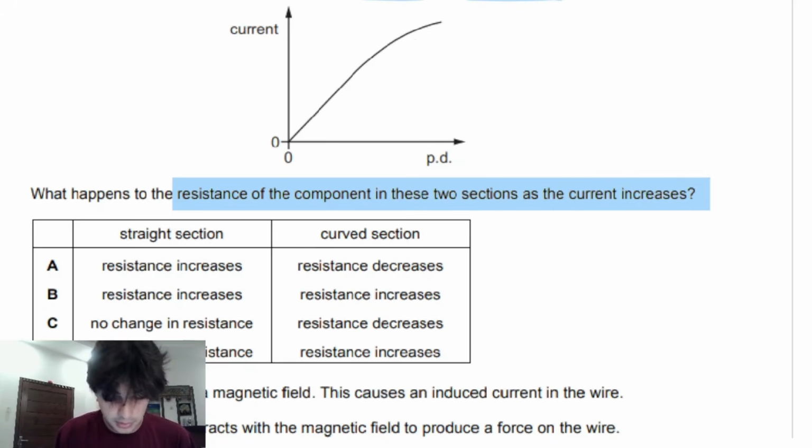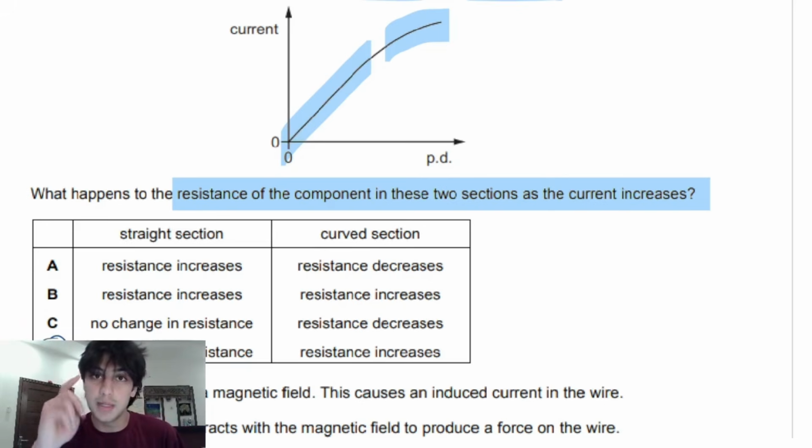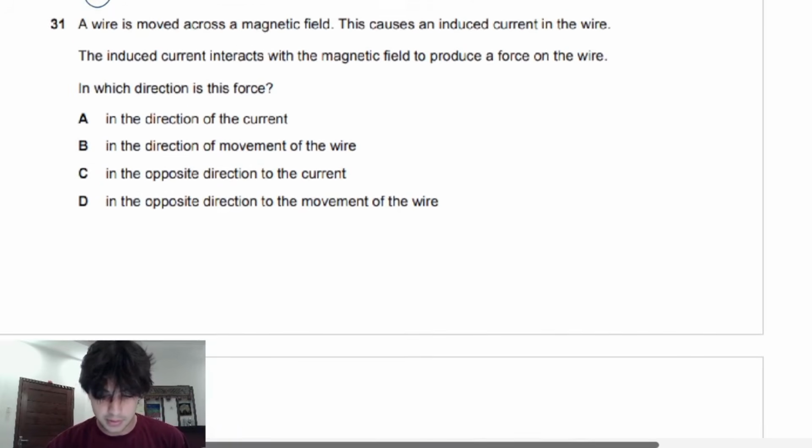Enough about the relationship, let's talk about the answer. Now in this section everything's going normally, and in this section the temperature is increasing. So in the straight section nothing is happening, and in the curved section resistance is increasing. It should be 27D.